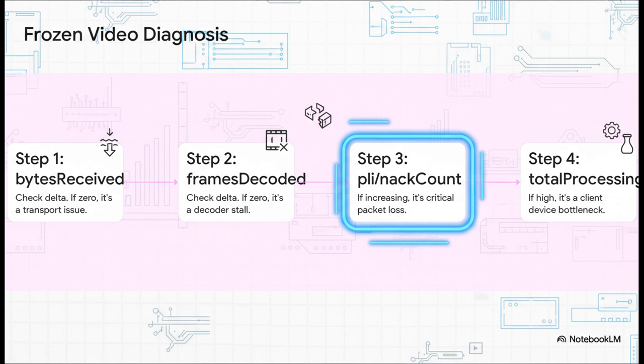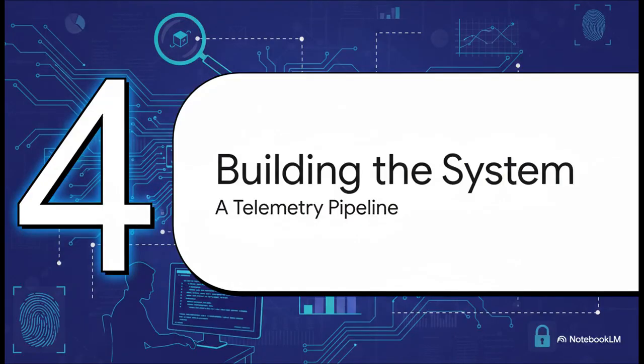Step 1, check the bytes received delta. If that's 0, you've got a connection problem. Simple. Step 2, if packets are flowing, check the frames decoded delta. If that's 0, it's a decoder stall. From there, you can dig into packet loss or device bottlenecks. No more guessing games. Now, knowing how to diagnose one issue is awesome, but for a real production app, you need a system that can scale. So let's see how we can build this into a proper observability pipeline.